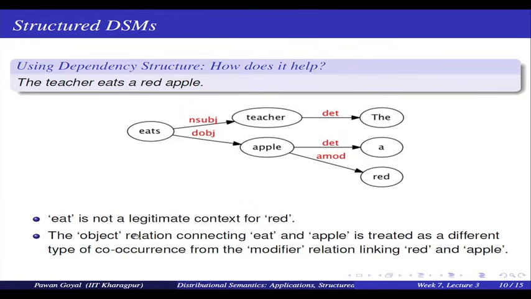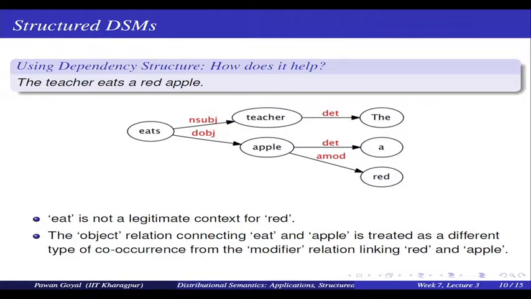So for example, I can say that the object relation connecting eat and apple will be different than the modifier relation connecting red and apple. So this relation, direct object and a modifier, can be different relations. Till now, I was only seeing if this word co-occurs with this word or not. Now we have started talking in different terms: this word co-occurs with another word in this context, with a direct object relation, with an adjective modifier relation, and so on.